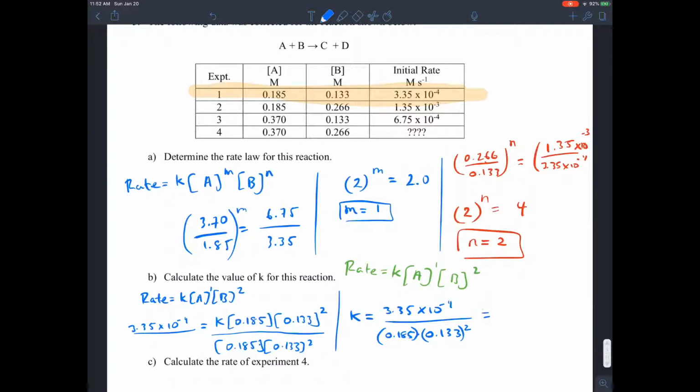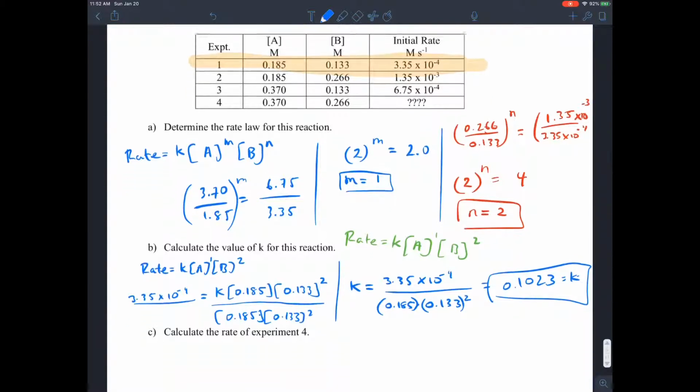So what does my K equal? My K equals the ratio of 3.35 times 10 to the negative 4 over 0.185 times 0.133. I'm going to square that number. My K constant is going to be equal to 0.1023. That's equal to K.